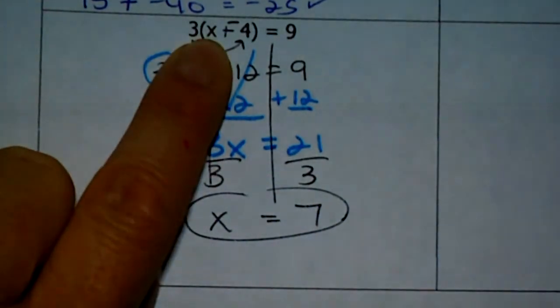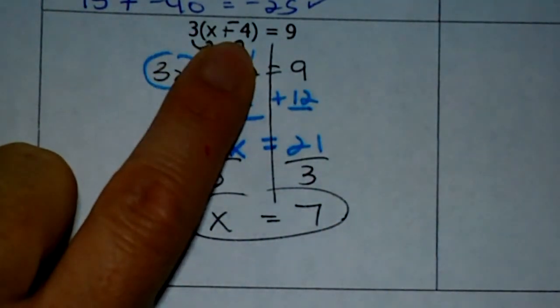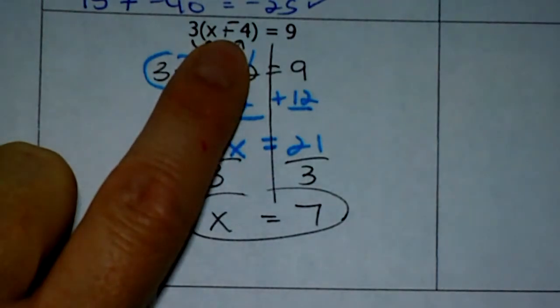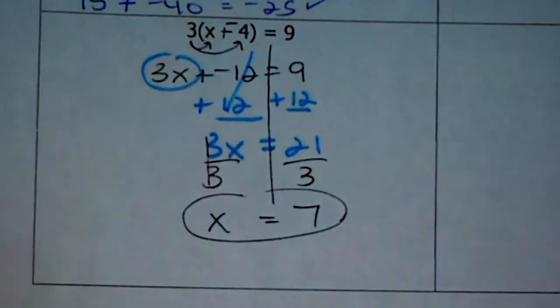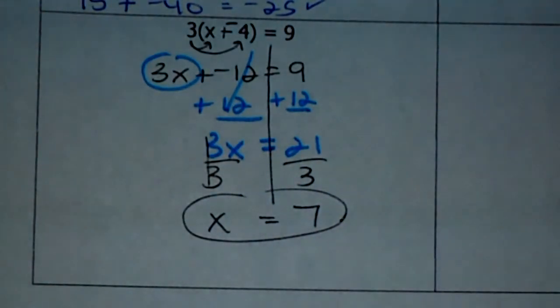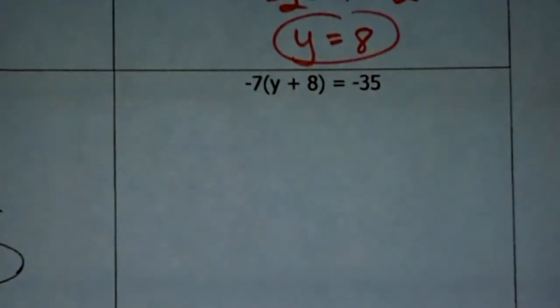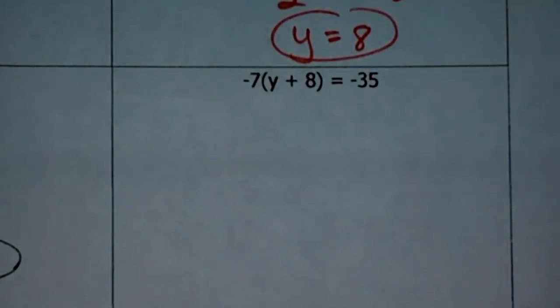You can check this the same way. Plug a 7 in there. 7 plus negative 4, that's 3, right? And 3 times 3, that is 9. We know that we're right. Lovely. Last one. All right.